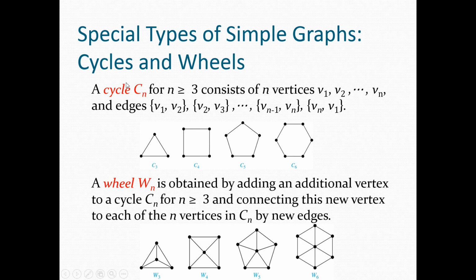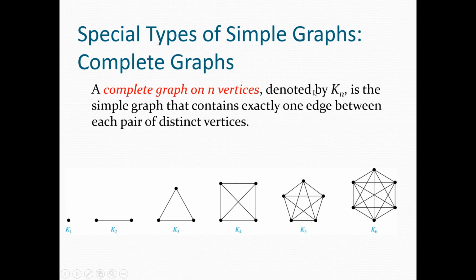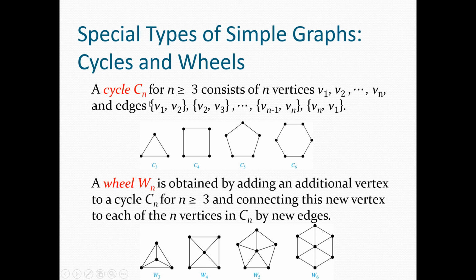There are more special types of simple graphs. So cycle Cn. The name starts with C, and the notation is also Cn, right? That is why in the previous slide we have Kn, because it would have been confusing if every type of graph starting with C were denoted by Cn. So the complete graph is denoted by Kn. Now the cyclic graph is denoted by Cn.